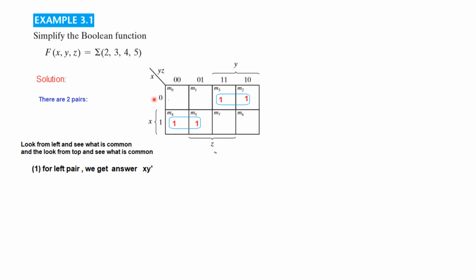And now the second box, again we look from here. So what is common? X dash, because it is 0. Here it is x, then that means here it is x dash. So x dash is common. And now if you look from the top, this first one is 1, 1. So if it is 1, that means it is y. So we got x dash from here and we got y from here. So it is x dash y. So now these two we will OR them to find the answer.